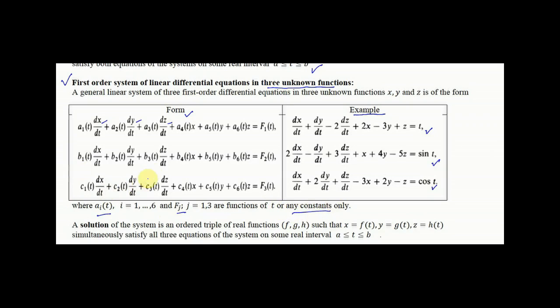The solution of the system is an ordered triple of real functions f, g and h such that x is equal to f of t, y is equal to g of t, and z is equal to h of t. All these functions satisfy the system on some real interval.